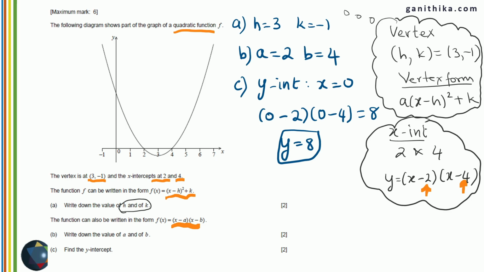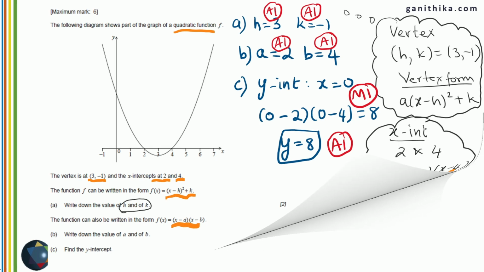Now going for the marking scheme, A1 and A1 for each of the values for h and k. Again, A1 and A1 mark for a and b. So just A marks for all these 4 values. But for C, we have a method mark for substituting x is equal to 0 in the equation to get the y-intercept, and also the correct y-intercept as 8. So these are the marks for this question. I hope you got all these marks because this is one of the very simple questions in the papers.